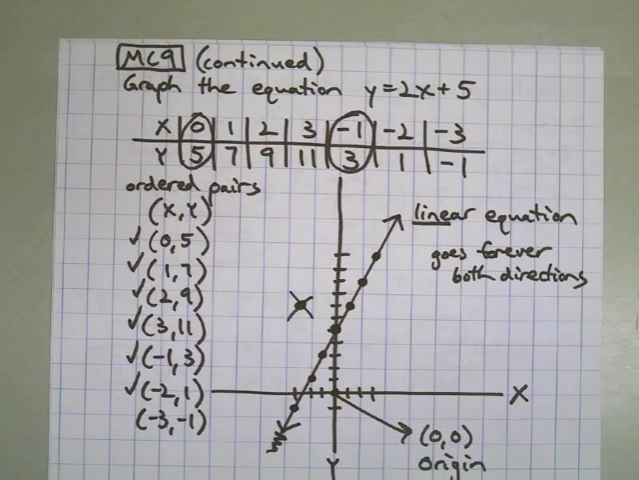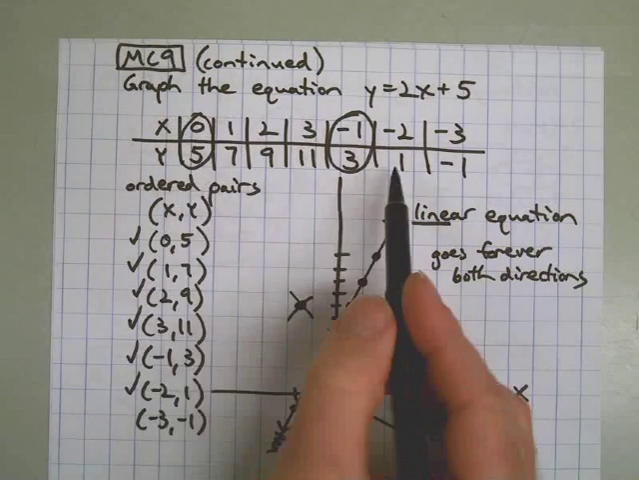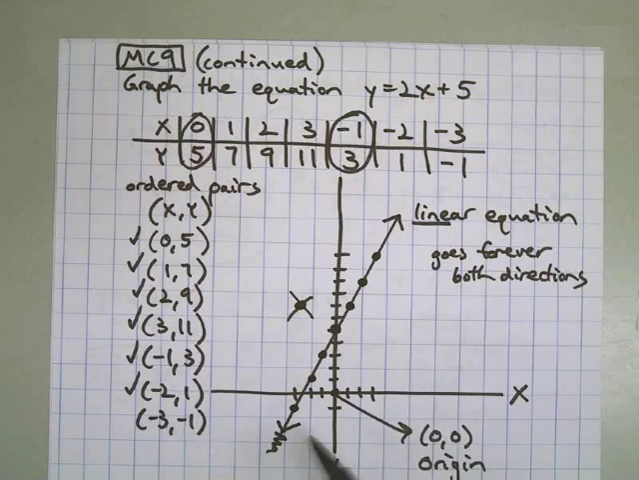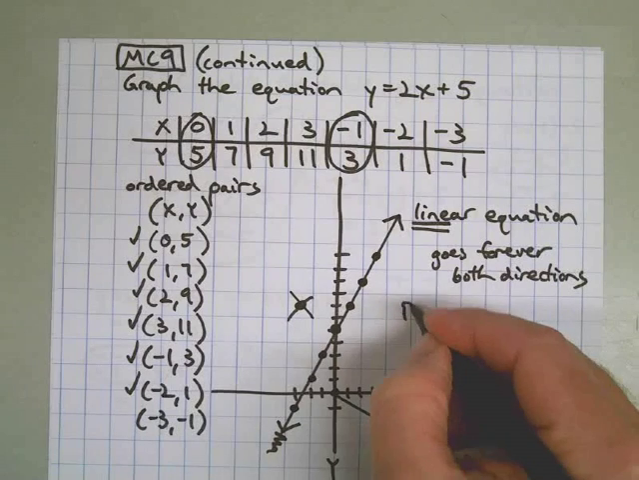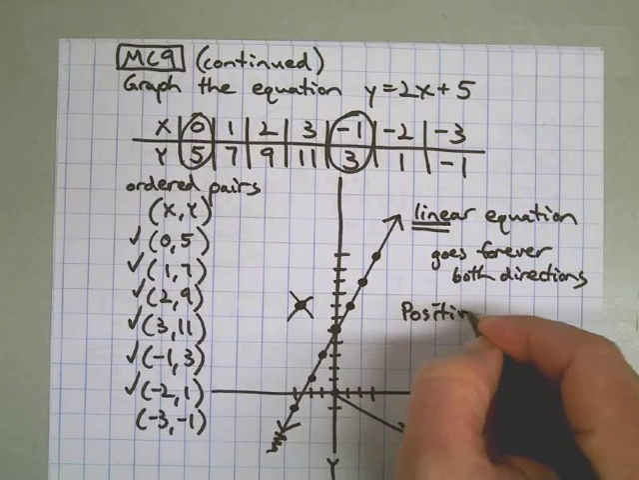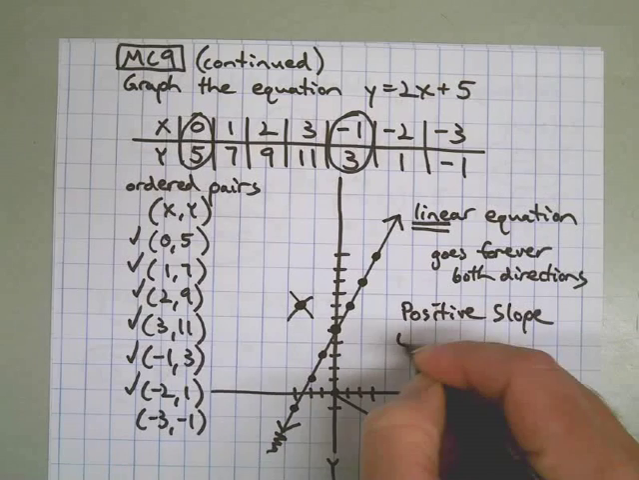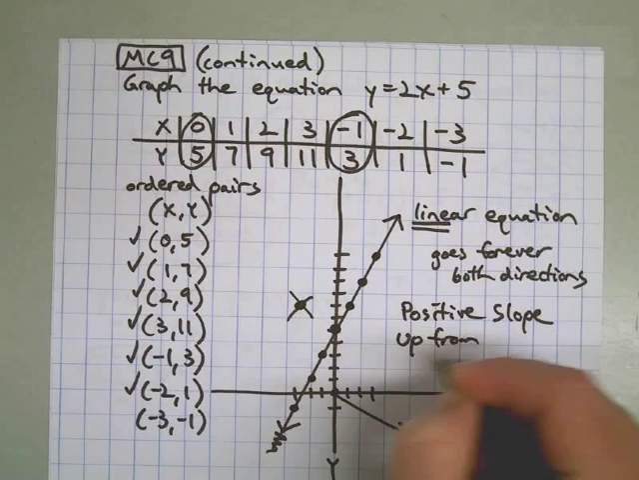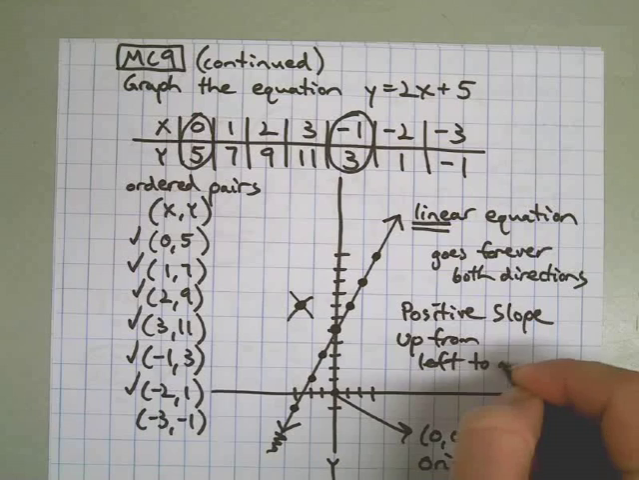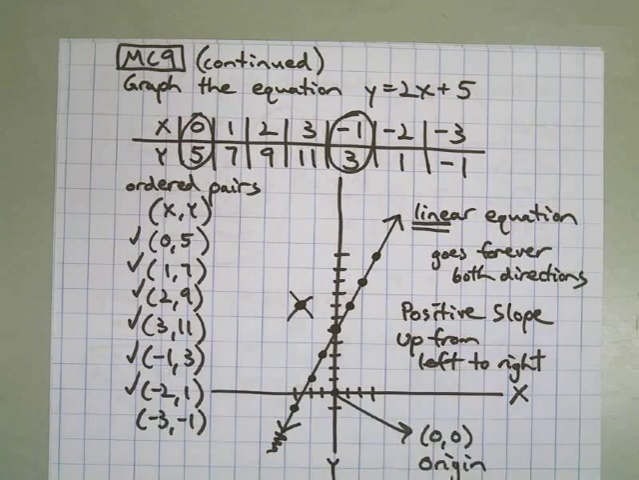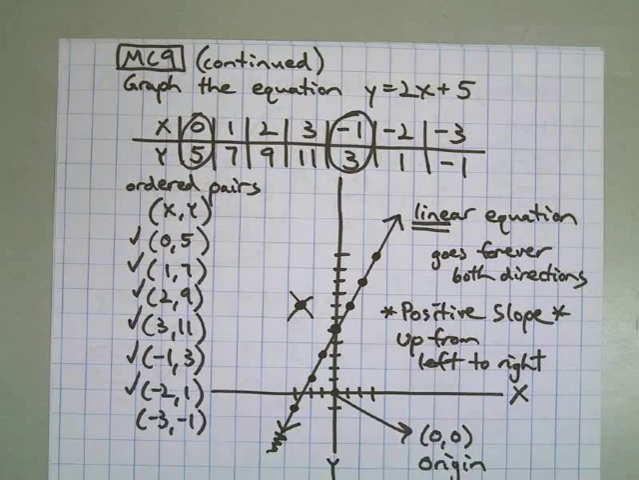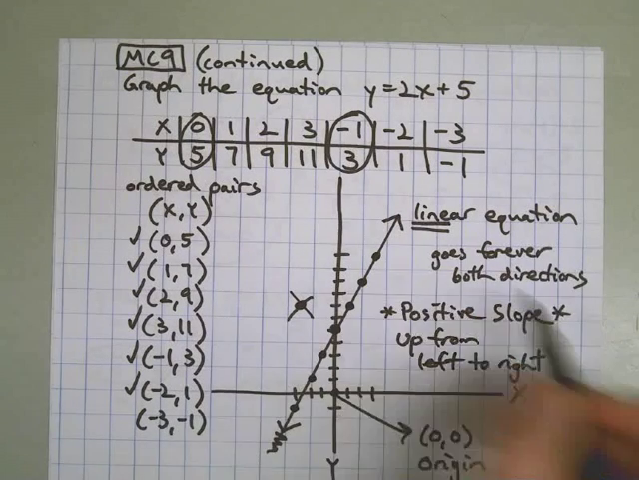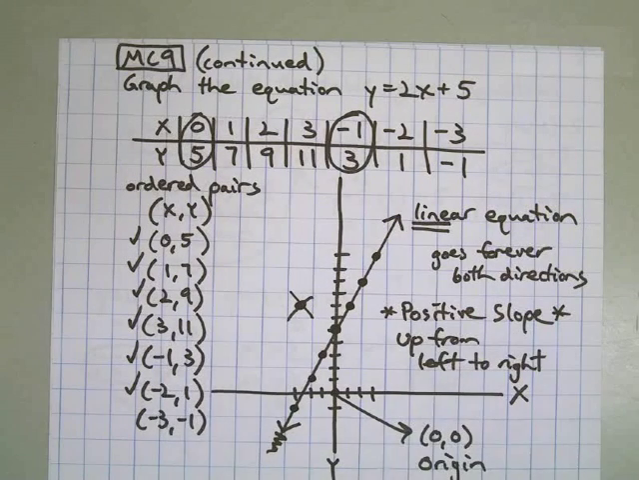All my dots are accurate. They came straight from my table. I rewrote them as ordered pairs. I connected them. This is a linear equation, and this has what's called a positive slope, meaning it goes up from left to right. That's something we'll talk about more later on in the chapter and in our book, but I just wanted to throw that word out there now to get it in your head. All right, so we have positive slope, a line going forever in both directions as indicated by these arrows. That's a linear equation, and we are done. Nice work.